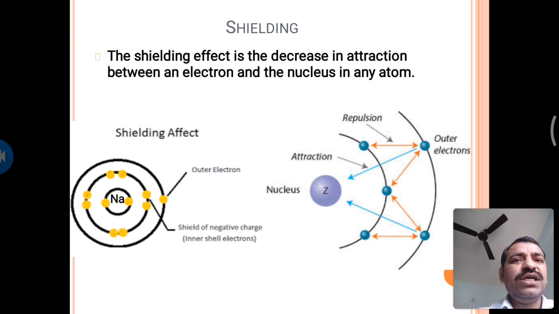So a decrease in attraction between electrons and the nucleus in any atom is called the shielding effect or screening effect. This screening effect we calculate by using the Slater rule.